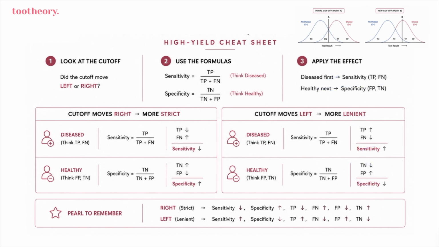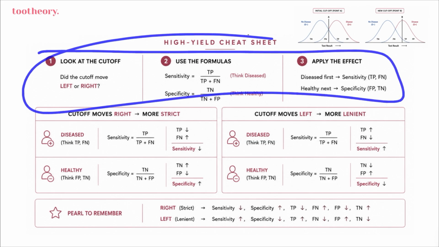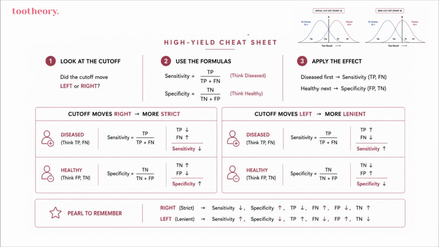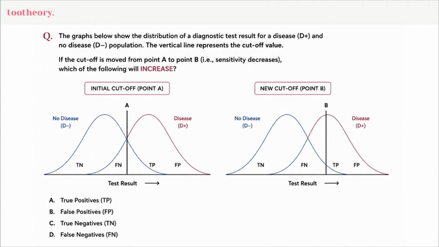So you can remember these clinical pearls for your exam, and all you need to do is apply the 3-step rule here. So let's try to solve some questions, right? The first question says, the graphs below show the distribution of a diagnostic test for a disease and no disease population. So we know that in the disease population, the positive will be on the right and the negative will be on the left. And the vertical line represents the cutoff.